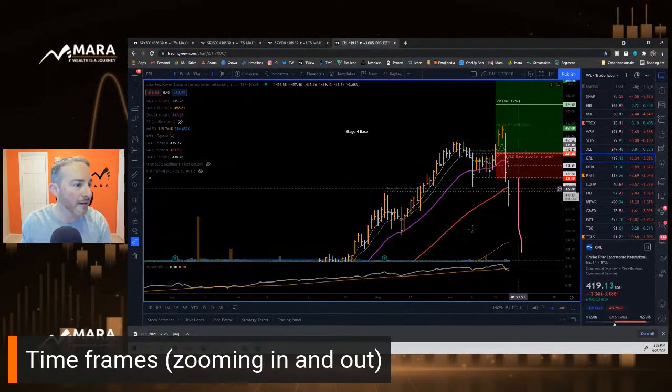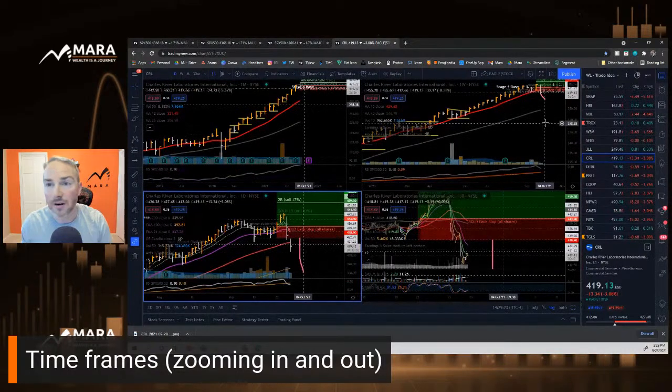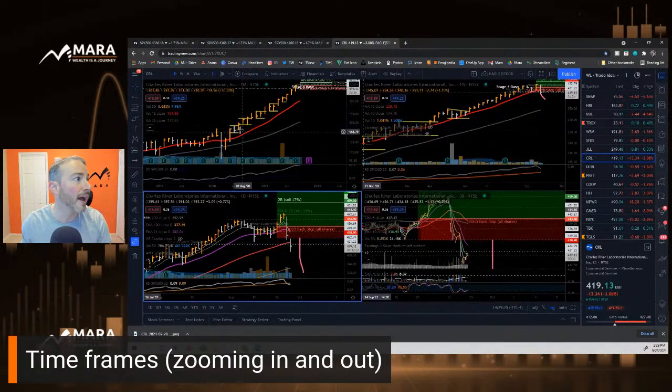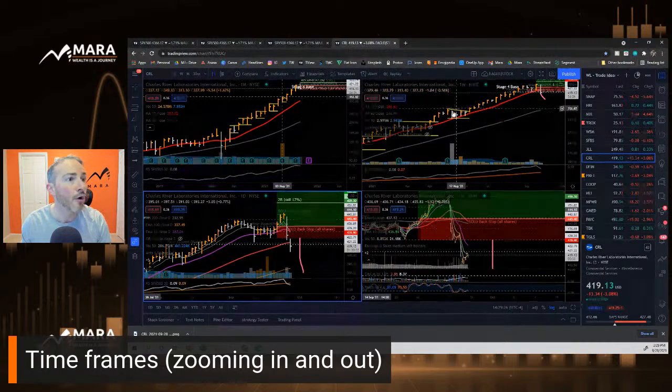On a stock, I like to have four time frames opened up. I like to look at monthly time frames, weekly time frames.